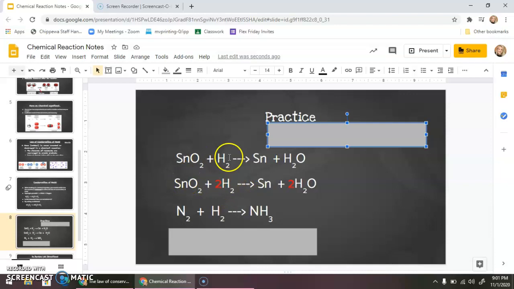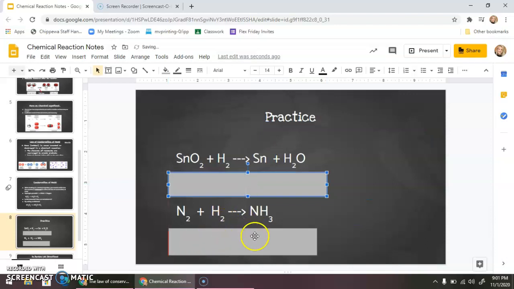So now we have 1 Sn on each side, 2 oxygen on this side as well, and 4 hydrogen, because 2 times 2 is 4, and 2 on this side as well. 2 times 2 is 4. So now it is equal. I'm going to put this back.